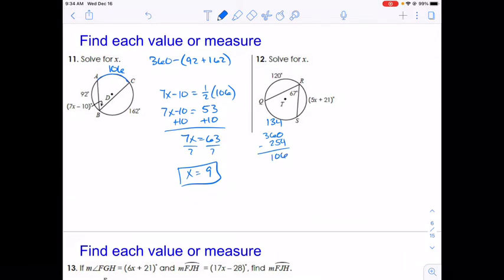So that means that this angle 5x plus 21 is equal to 106. Subtract 21. That's going to give us 85. Divide by 5. X is equal to 17.